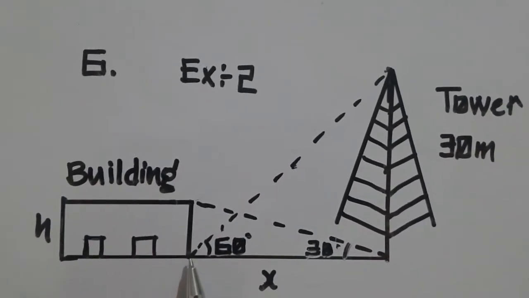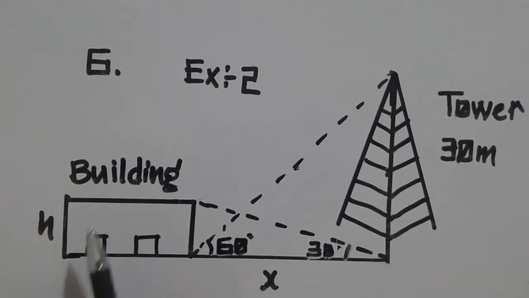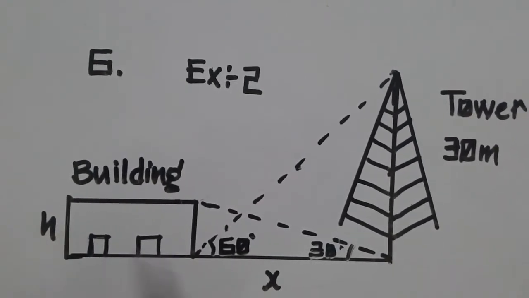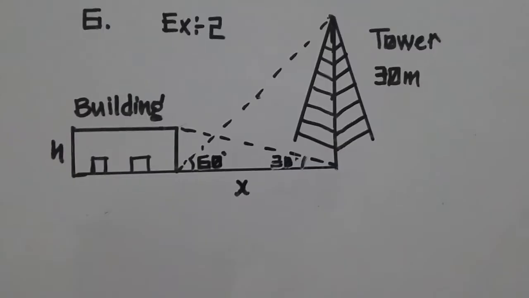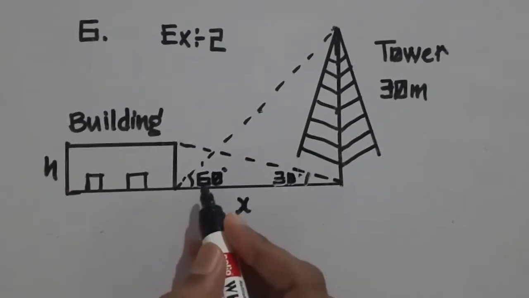Here the distance between the foot of the building and the foot of the tower is x. Let the height of the building be h. By seeing the figure you will get confused about where you should write 30 degrees and where you should write 60 degrees.